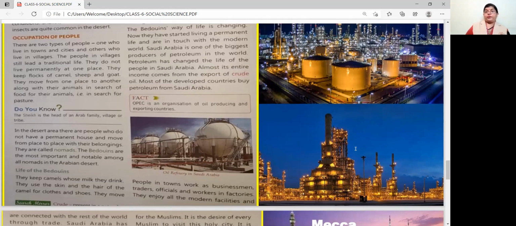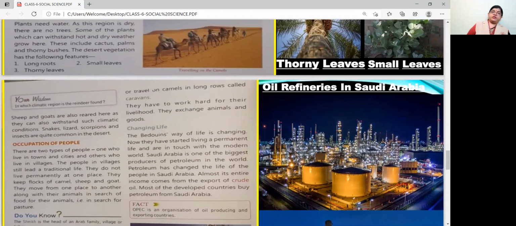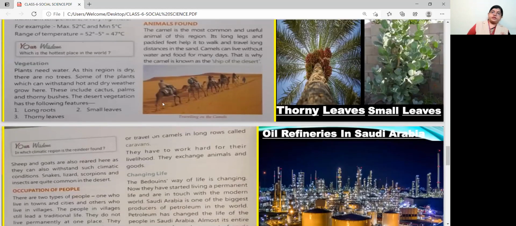They move or travel on camels in long rows called caravans. Just see, you can see it in this picture. Long rows. This is called a caravan. They have to work very hard for their livelihood. They exchange animals and goods.